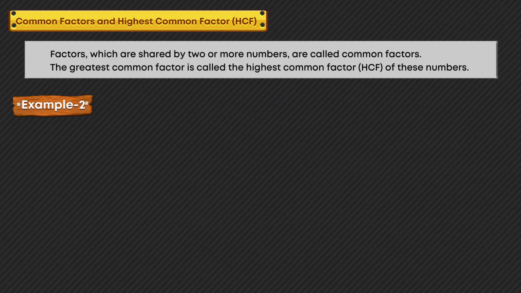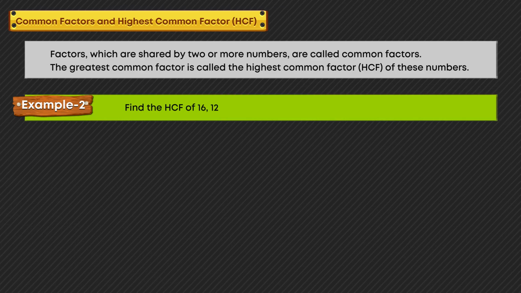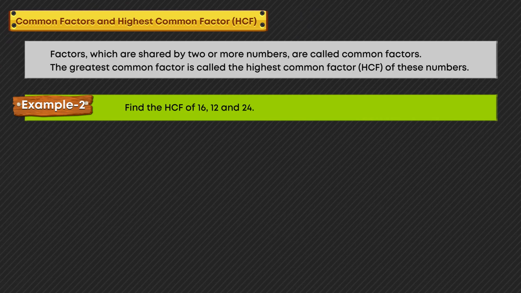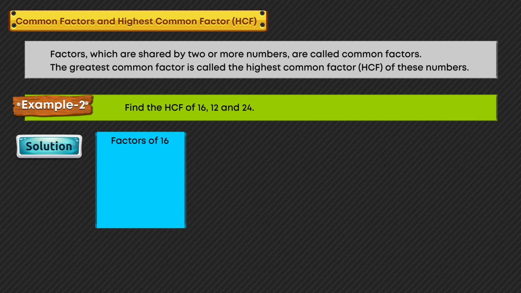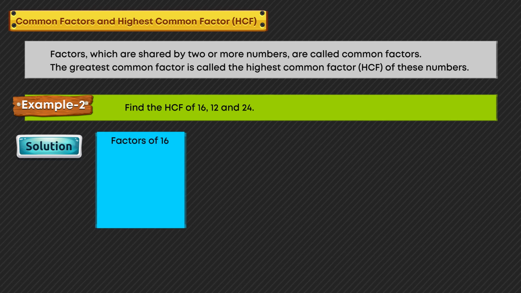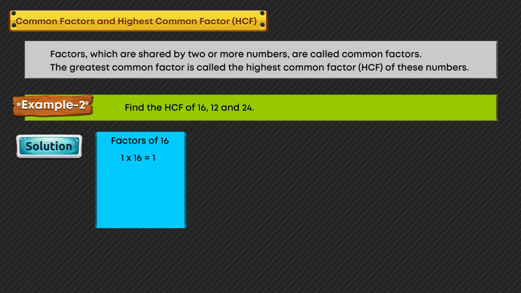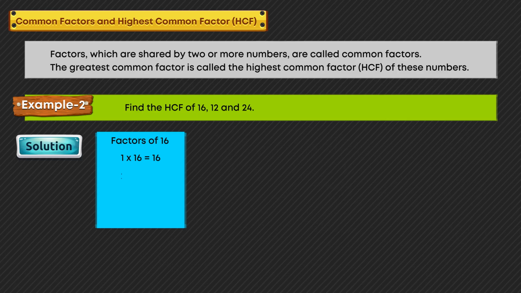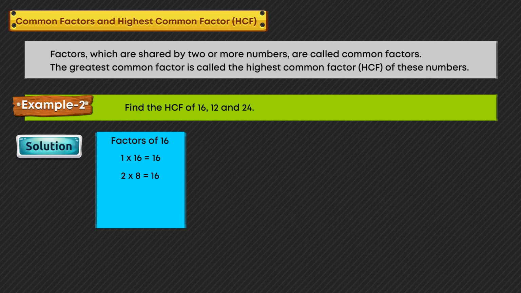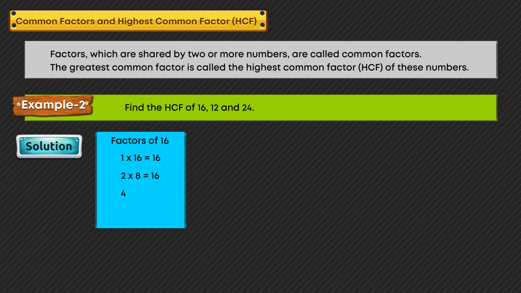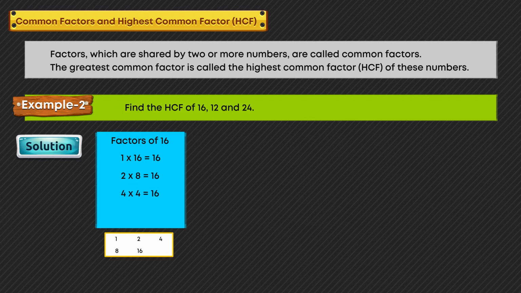Example 2. Find the HCF of 16, 12, and 24. Solution. Factors of 16. 1 into 16 is equal to 16. 2 into 8 is equal to 16. 4 into 4 is equal to 16.